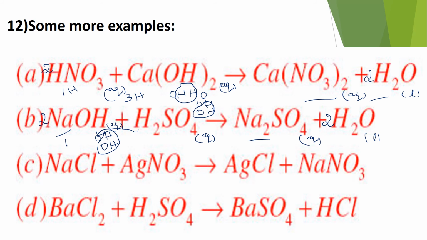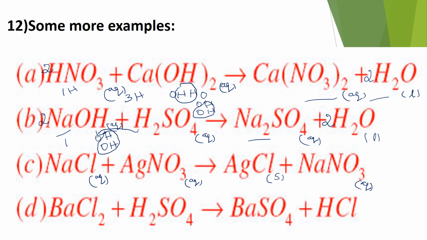Sodium chloride combines with silver nitrate to form silver chloride, which is a precipitate. So you need to mention S here. And sodium nitrate is in aqueous form. Silver nitrate is again aqueous, and sodium chloride is aqueous.